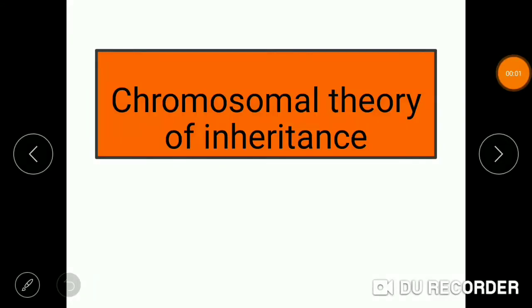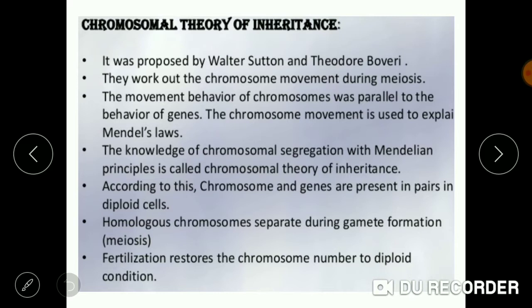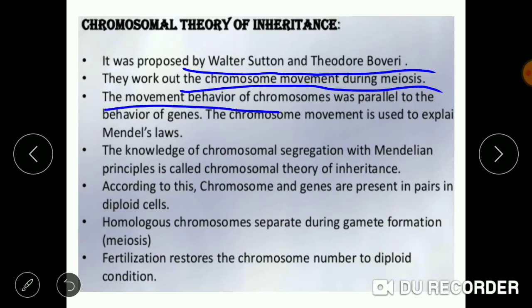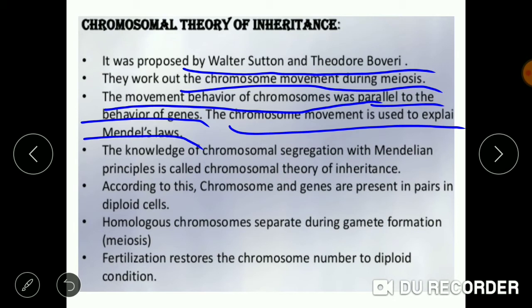Hello students, today's topic is the chromosomal theory of inheritance. This theory was proposed by Walter Sutton and Theodore Boveri. They worked out the chromosome movement during meiosis. The movement behavior of chromosomes was parallel to the behavior of genes. The chromosome movement is used to explain Mendel's law.